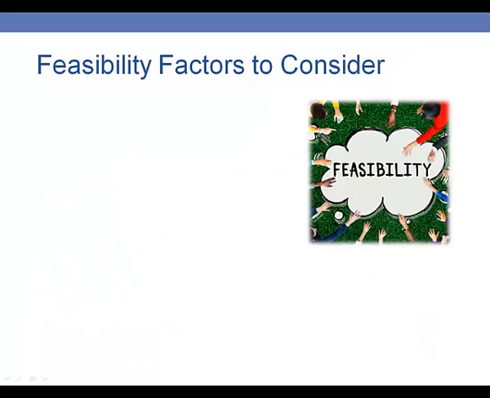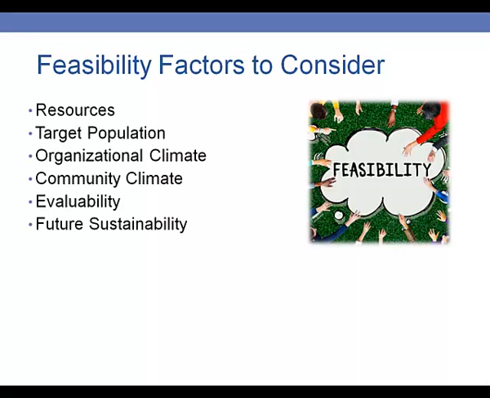When you're determining the feasibility of another program to be adapted for your own audience and your own community's needs, there are certain factors which you'll want to consider. What are the resources that are going to be involved? Who is the target audience that this previous program was looking to reach, and how does that match up with my own audience? What were the organizational and community climates like for this program as it was originally implemented, and how do they compare with my own organizational and community climates? How was this program evaluated, and do I have the capacity to evaluate it in this way? And what is needed for future sustainability of this program?